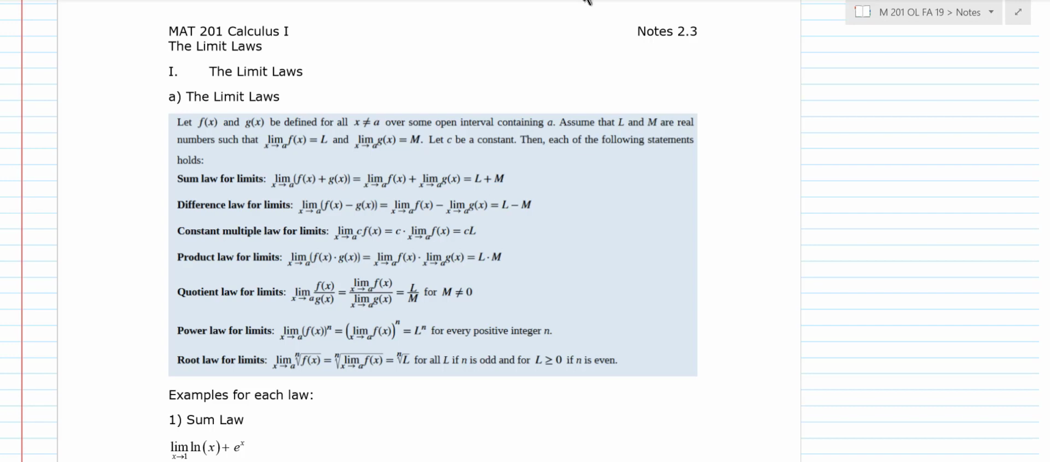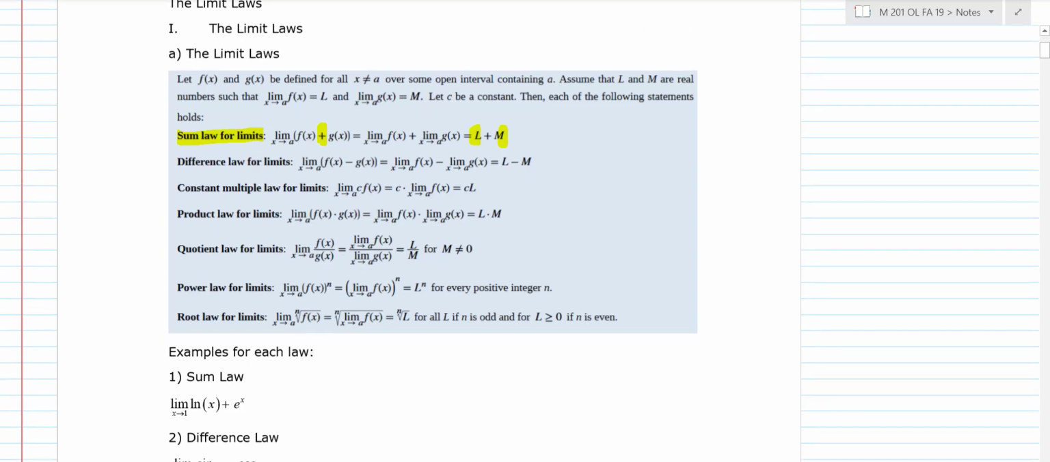What I'm going to do is go through these, with an example of each one. I'm going to start with the sum law. The sum law says if you do a limit of the sum of two functions, you just break it up into the two functions, and you get the answer to the first limit plus the answer to the second limit. I'll have you fill in an example for each one. So let's go down to the bottom of the page.